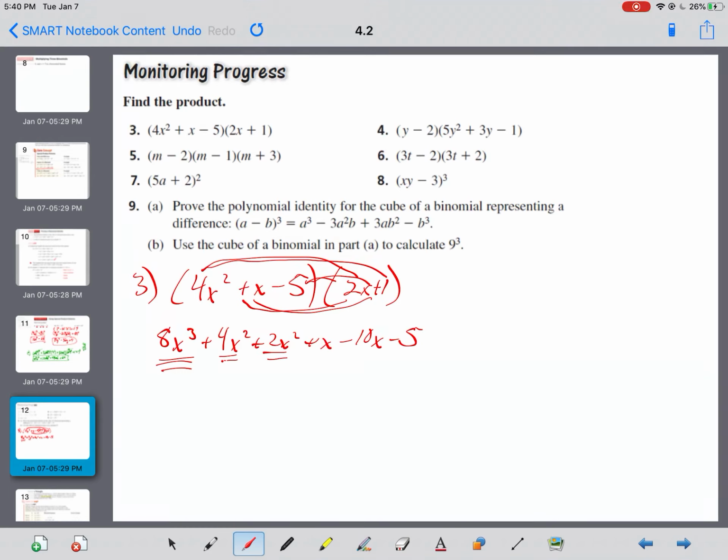So 8x to the third. 4 and 2 makes 6x squared. x and negative 10x makes negative 9x. Negative 5.